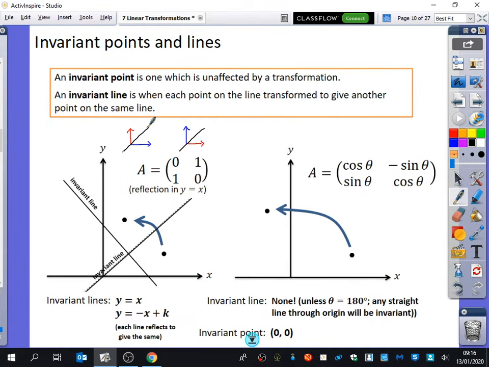So the invariant lines that we've got here would be the line y equals x, because that's not going to make any kind of difference at all. And then if you think about it, any line that has a gradient of -1, if you reflect that line, this section is just going to flip over to that side, and this section is just going to flip over to that side. Excellent, yeah.